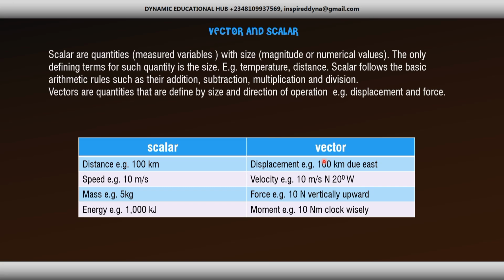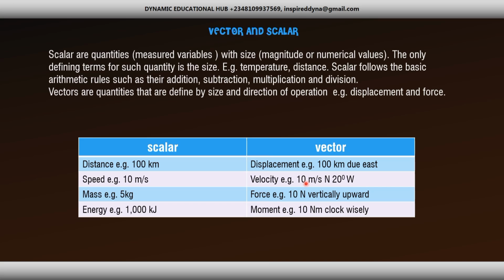Since vector has orientation, direction, and direction means it is going to have a point of action. The first vector quantity is displacement. Now master displacement and master force. When you master displacement and force, you are going to know all the vector quantities that we have.